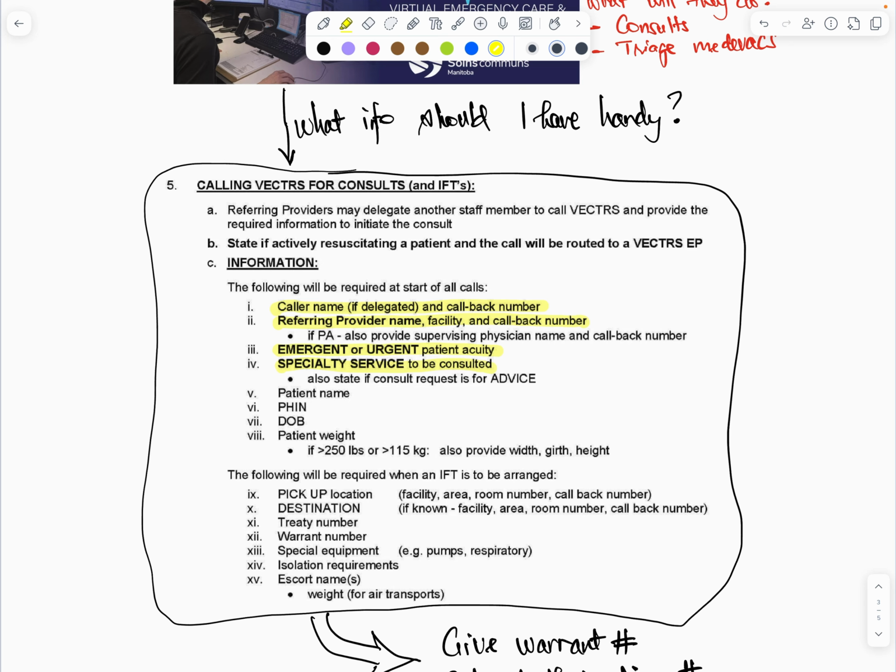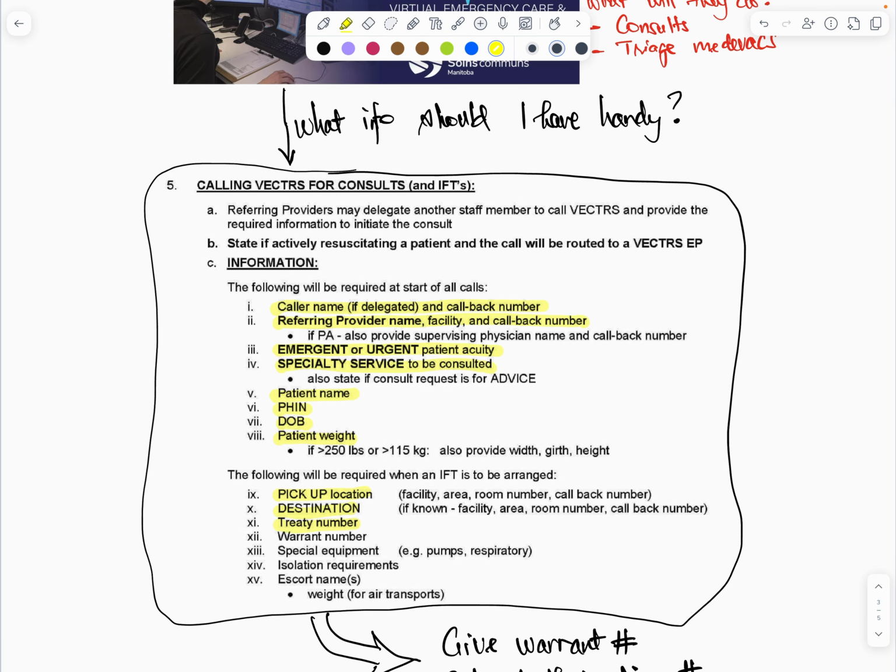And then we need to have handy with us the patient information: their name, their FIN, their date of birth, their weight, right? They will also be requiring the information about the pickup location. So that will be Cross Lake Nursing Station. If we already know the destination, as we stated in the previous case, they're going to Thompson, then we'll provide. If we don't have a destination and we're looking for them to consult and to help in identifying the most appropriate destination, then they will provide that support.